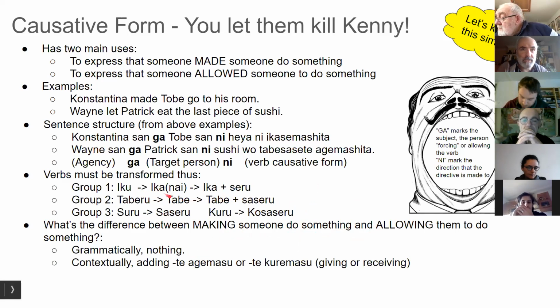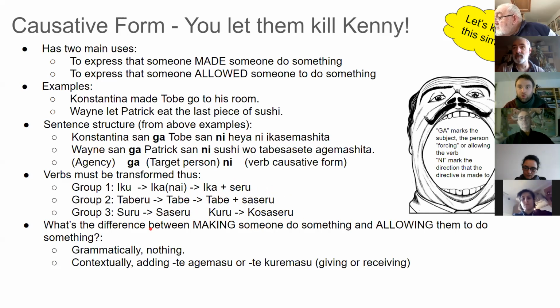So what you'll notice, guys, is that all of these newly conjugated verbs, ikaseru, tabesaseru, kosaseru, and saseru, are basically treated like group 2 verbs. So we just take off the ru off the end and put te to make it the te form.